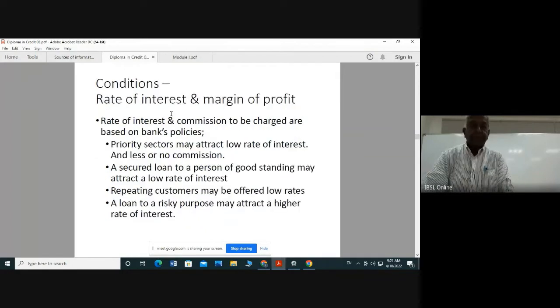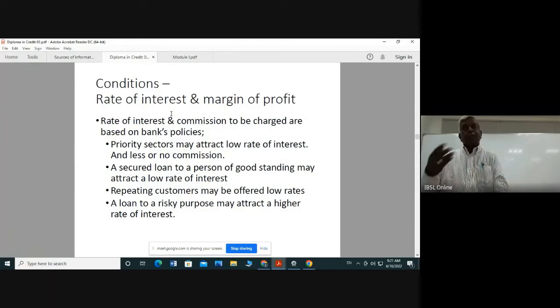Then, rate of interest and margin of profit. Rate of interest and commission to be charged are based on bank policy. This also is again bank policy. We have discussed the bank policy, the credit policy document. It is there. Bank policy. Priority sectors may attract low rate of interest and less or no commission.